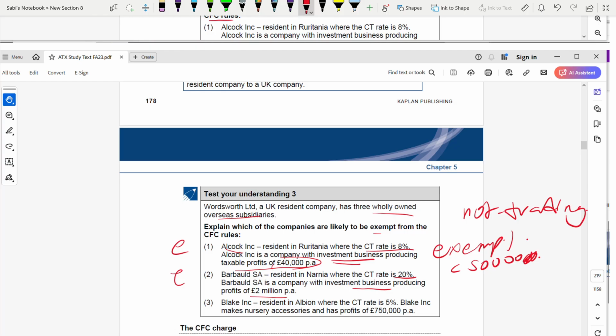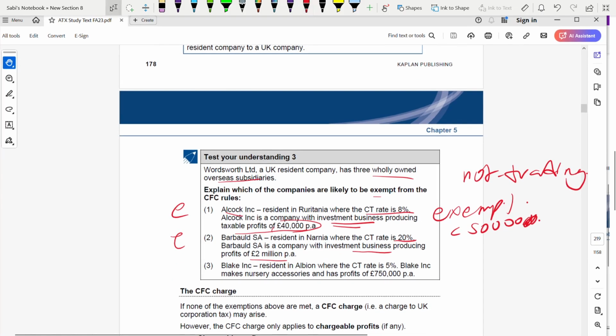Because they are resident in a country where the corporation tax payable is likely to be at least 75% of the tax that would be payable in UK if the company were UK resident. So here it is time exemption. I'm sorry, not time. It is tax exemption. Look at the tax is 20. So 75% of UK corporation tax is what? 25%.